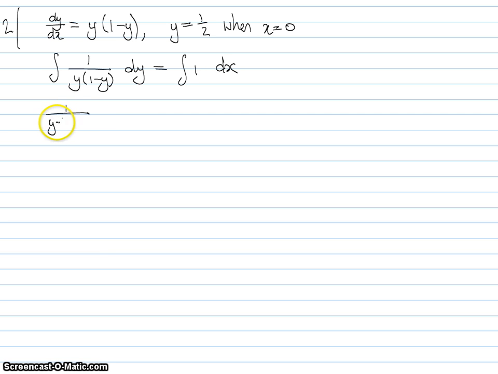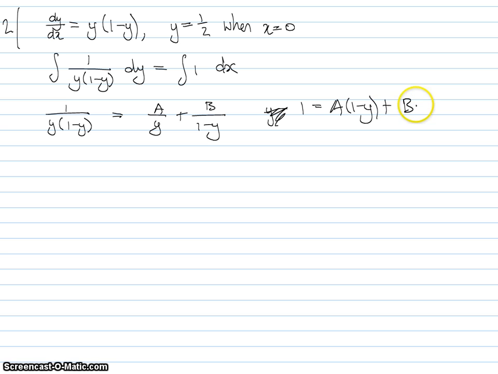1 over y(1 − y) is equal to a over y plus b over (1 − y). So that tells us that 1 is equal to a(1 − y) plus b y. Now this isn't actually equal, this is an identity. It's equal for any value of y that we put in. So let's try what happens when y equals 0. Then we get 1 equals a, and when y equals 1, we get 1 equals b. So that was rather easy, wasn't it?